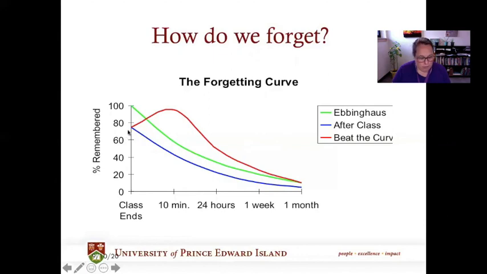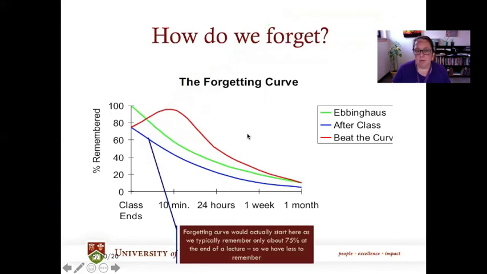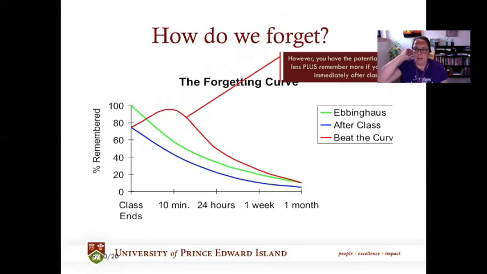However, to beat the curve, let's start with the green line. If we could remember everything that was said after a lecture, we'd have this line here. However, normally we start at about 75% at the end of a lecture. And so we remember less than what actually happened during the lecture.